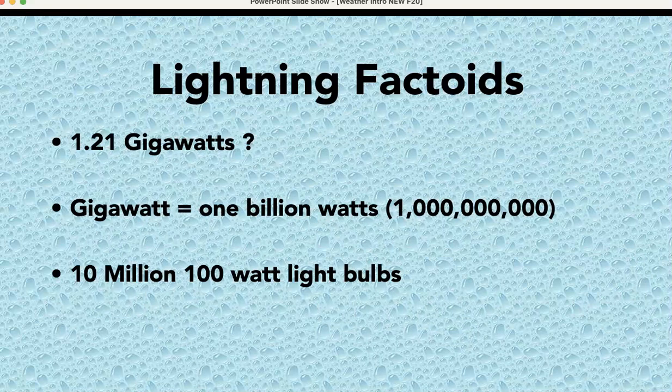Some folks know the 1.21 gigawatts from Back to the Future. That is a thing. All right, it's 1 billion watts. It's another way to think about the lightning. That is enough to power 10 million 100-watt light bulbs. All right, if only we could harness the power of lightning and keep it. That would be some awesome power generating.